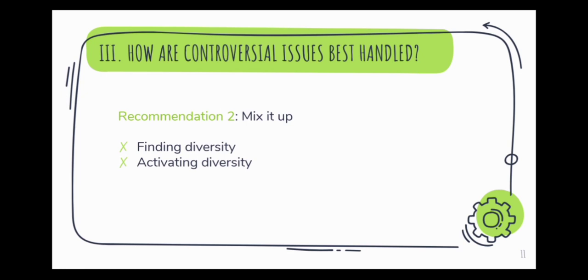Recommendation 2. Mix it up. According to recent research in the US, the benefit of discussing controversial issues depends on the level of ideological diversity among students in the classroom. We as teachers are the ones who should listen and articulate the different perspectives about political issues.